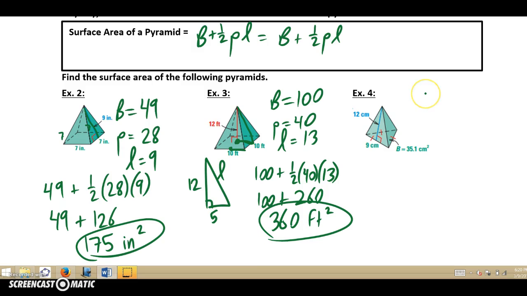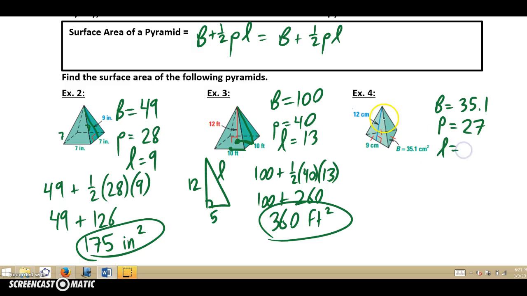Okay. Example 4 here. Again, area of the base. You'll notice this time, the base is a triangle. They actually gave you the area of the base. They went ahead and told you it's 35.1. Okay? It's nice of them. They'll do that sometimes, so just be on the lookout for that. Okay? The perimeter of the base, you'll have to find it, but you'll notice all these sides are marked as the same. They're all 9, so it's an equilateral triangle. 9 times 3 will be 27, because there's three edges on the bottom.